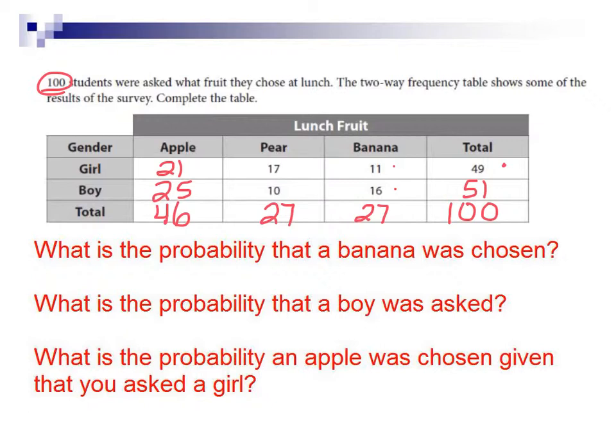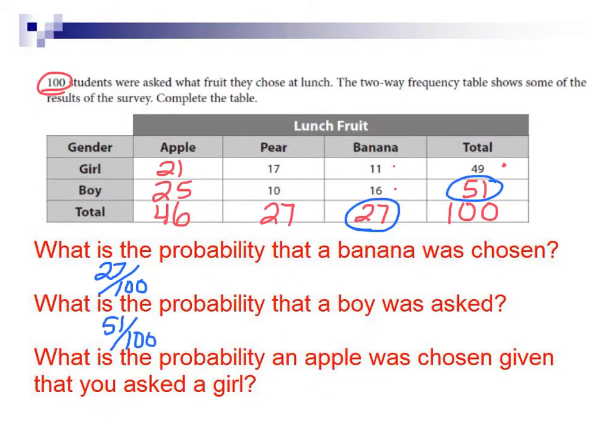What is the probability that a banana was chosen? Okay, well, if I look at my table, I have 27 people that liked bananas, so that would be 27 out of 100. Okay, what is the probability that a boy was asked? Okay, so a boy, I look and I said, oh, there were 51 boys, so that would be 51 out of 100. Okay, so that's pretty elementary.